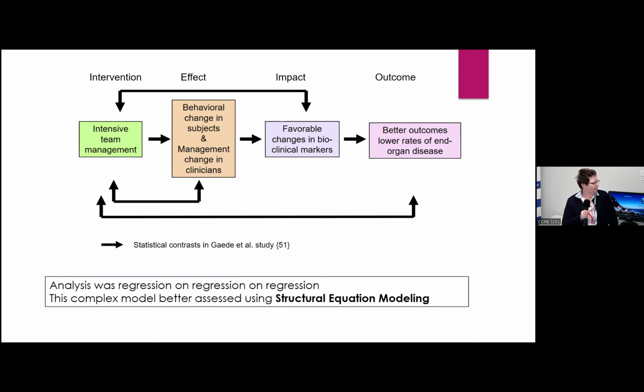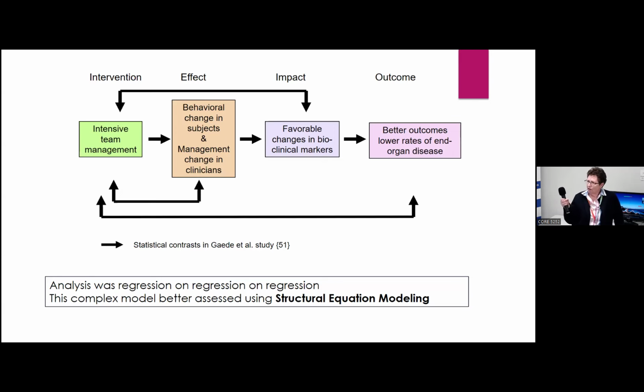But that doesn't happen by itself. There has to be a whole bunch of stuff that went on to get those outcomes. And this is why the intervention was complex. It had multiple pieces. The first thing is that the path was intensive team management made behavioral change in the subjects and management change in the clinician. It's not just patients involved in this. The clinicians had to change their management. That produced favorable changes in biological markers, and they measured a million of them. And that was theorized to produce the outcomes.